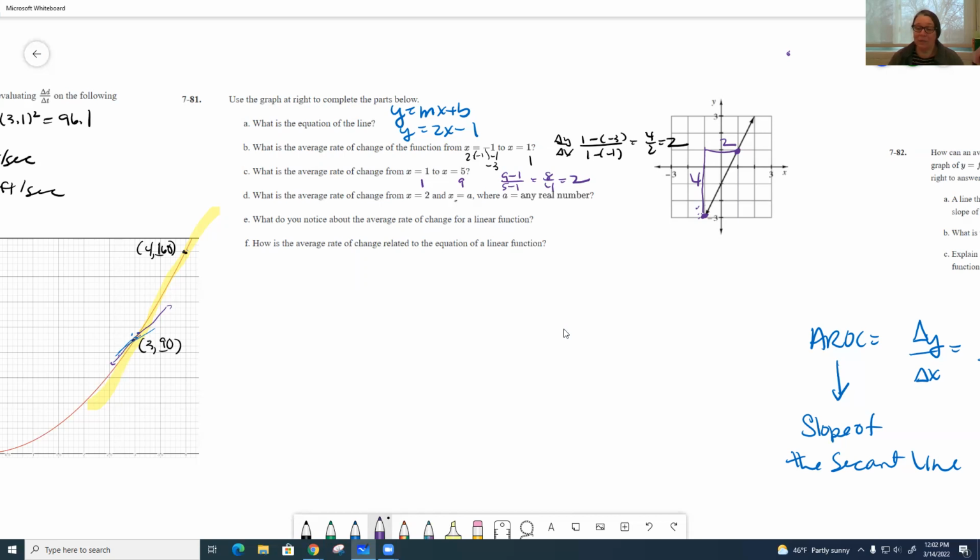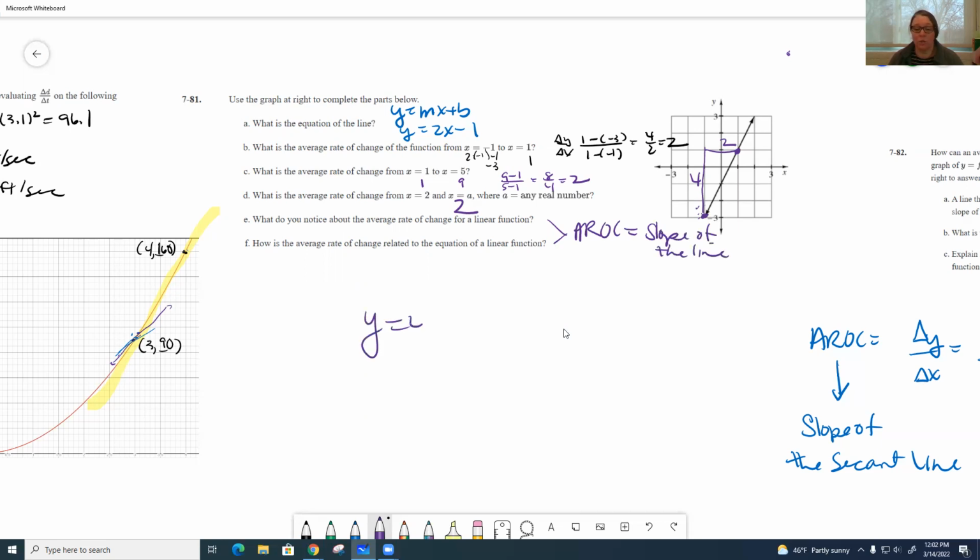Because it's a line, the average rate of change is the slope of the line, it's always 2. So what do I notice about the average rate of change of a linear function, or how is the average rate of change related to the equation of a linear function? The average rate of change is equal to the slope of the line, always.